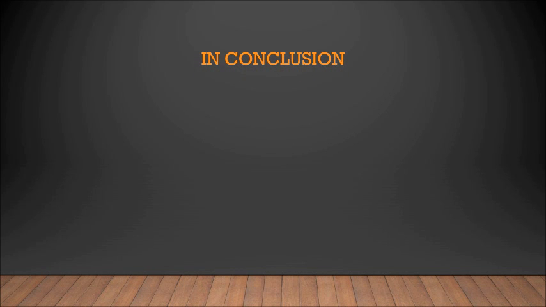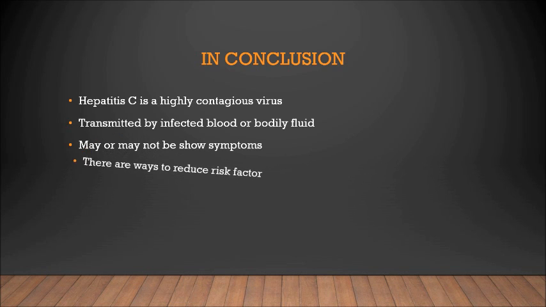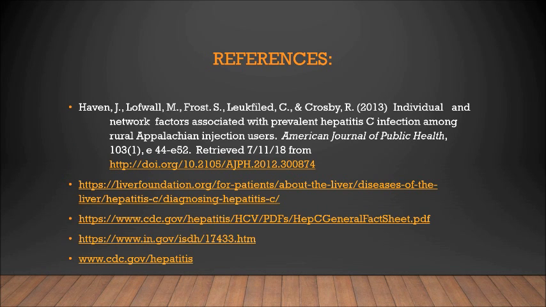So in conclusion, remember, this presentation is an overview of hepatitis C and rural risks. Remember, hepatitis C is a highly contagious virus transmitted by infected blood, may or may not show symptoms. There are ways to reduce risk factors. Be knowledgeable to better protect yourself. I would encourage you to go ahead and take the post test at this point.